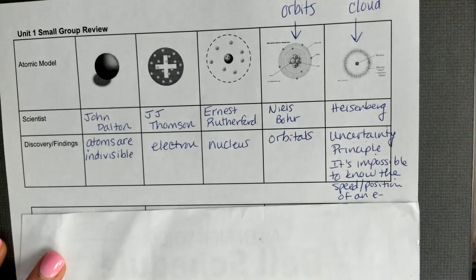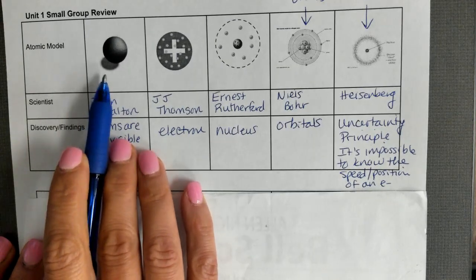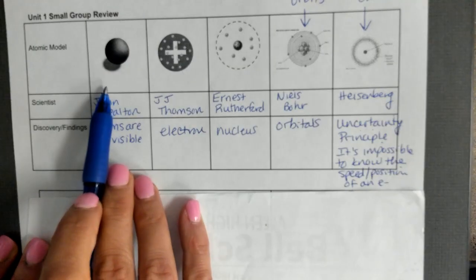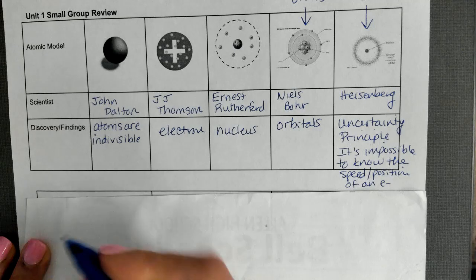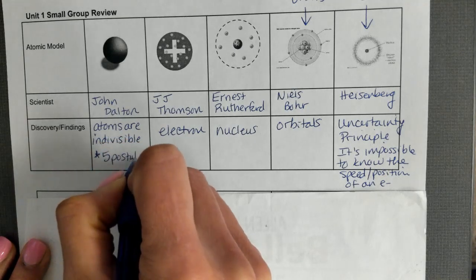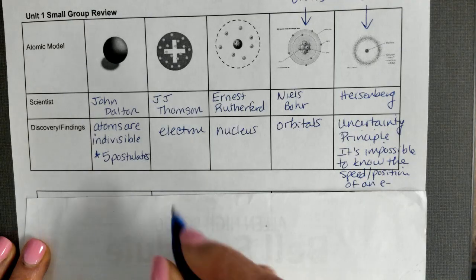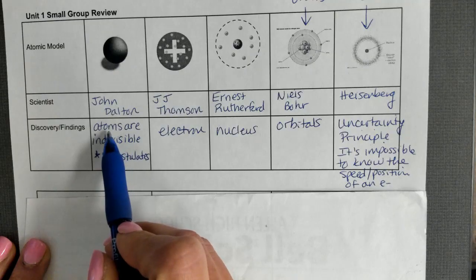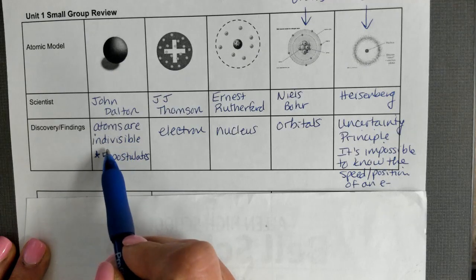We have 5 different scientists we looked at in class, and we looked at how the model of their atom changed over time. The first scientist that we looked at was John Dalton. And John Dalton, he really had 5 postulates, so these 5 ideas of what the atom was and what it looked like. And one of the main ones that we focus on is that he said that atoms are indivisible, meaning they can't be broken down.